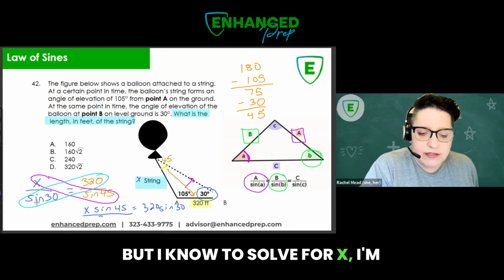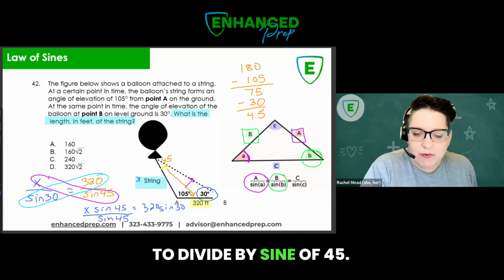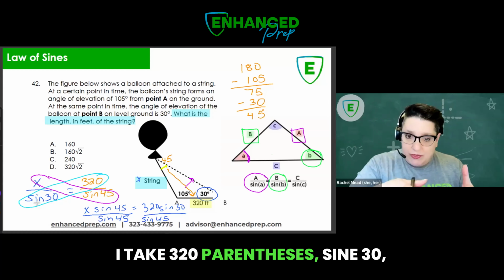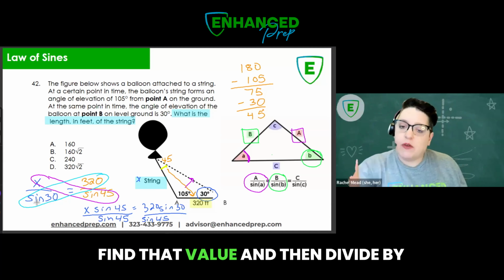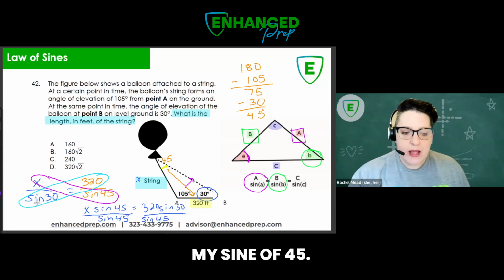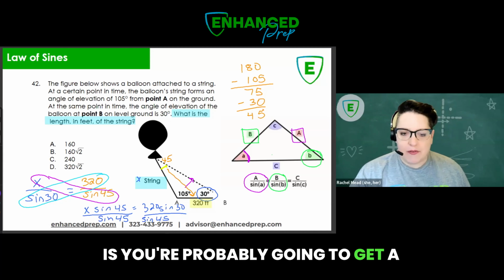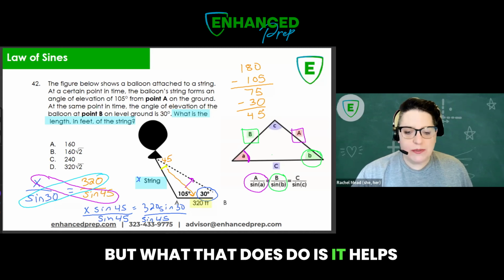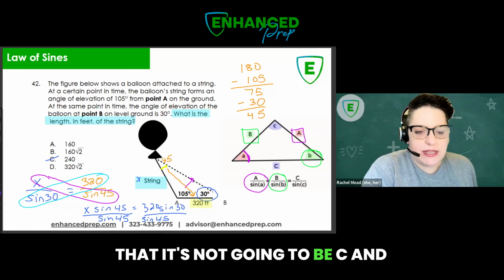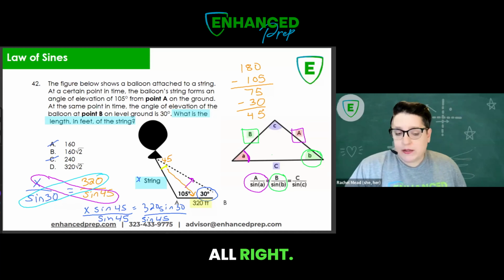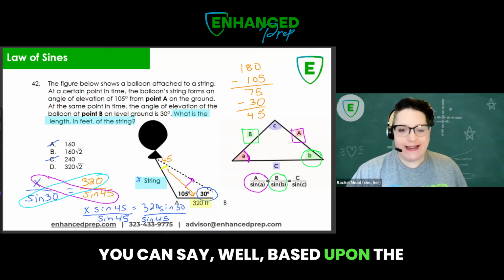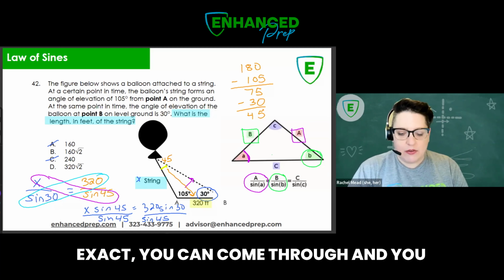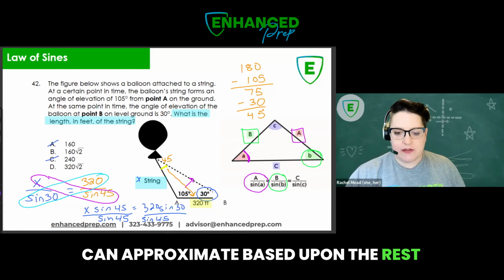But I know to solve for x, I'm going to divide by sine of 45. So how am I plugging this into my calculator? I take 320 times parentheses sine 30, find that value, and then divide by my sine of 45. And what you're probably going to get here is a funky decimal, right? And that's totally fine. But what that does do is it helps us understand that it's not going to be C and it's not going to be A. Then you can say, well, based upon the decimal that I do get, in case you did not set up those values to be exact, you can approximate based upon the rest of your answers.